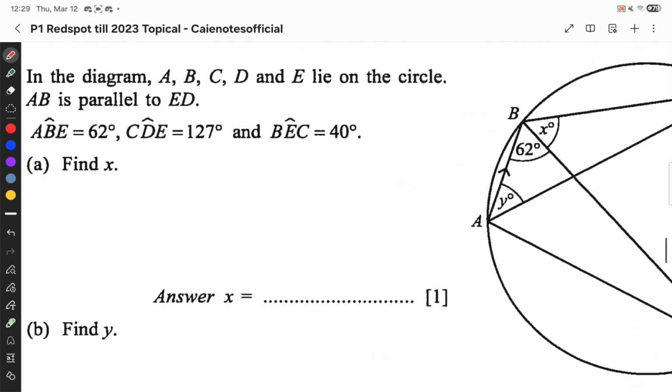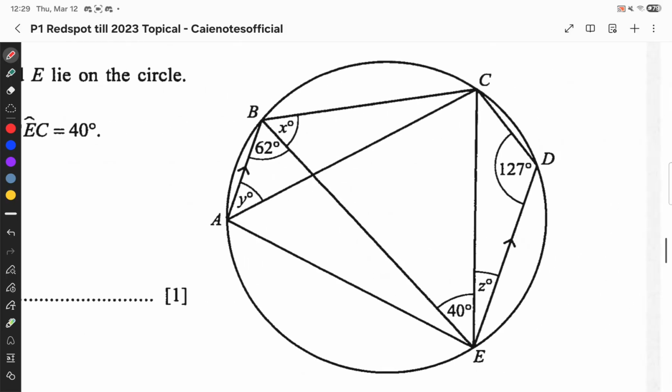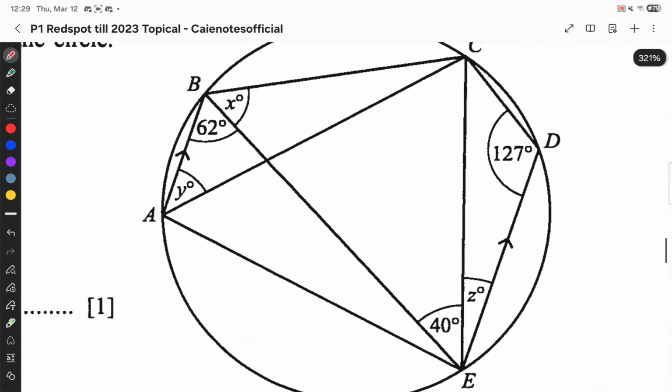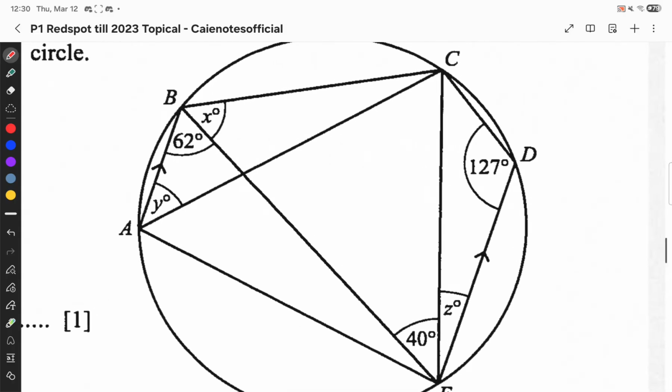Parallel. You may use this parallel, and we might need it for an angle. No, we can find x first. We see opposite to it is 127. Why? This is a cyclic quadrilateral. 180 minus 127 is 53. Nice. Next, for the angle z, how do we do this?